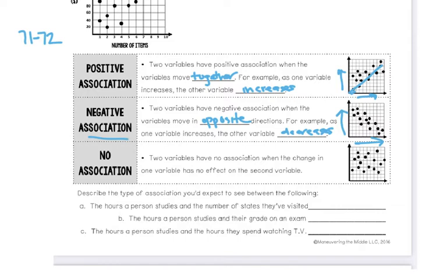So as we think about different scenarios, we can think about the type of association that they might have, or that we might expect. For example, the hours a person studies and the number of states they visited. I don't see any correlation there, so there would be no association, right? How about the hours a person studies and their grade on an exam? Well, the more hours you study would likely mean a higher score on your test. So we would say that's a positive association.